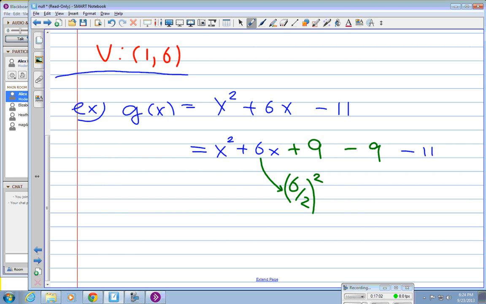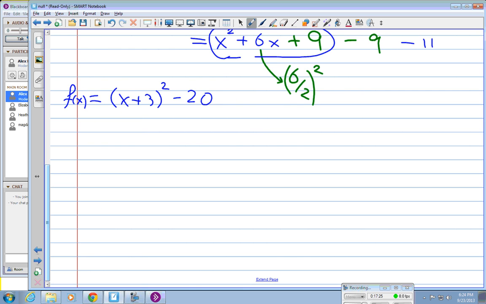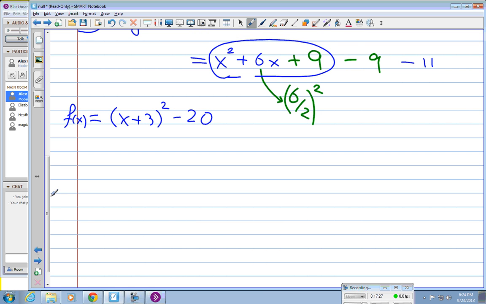But now, the first three terms, x squared plus 6x plus 9, factor into x plus 3 quantity squared. Negative 9 and negative 11 just give me negative 20. So this is the function: F of x equals x plus 3 quantity squared minus 20. And that's it. What is the vertex? Right, negative 3, negative 20.